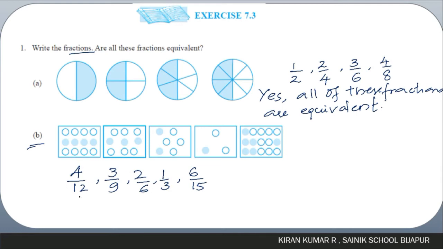Here 4 3 times, so 1 by 3. 3 ones are 3, 3 3s are 1 by 3. 2 ones are 2, 2 3s, 1 by 3. 6 by 15, when you divide, we get 2 by 5. So what do you conclude? No, these fractions are not equivalent.